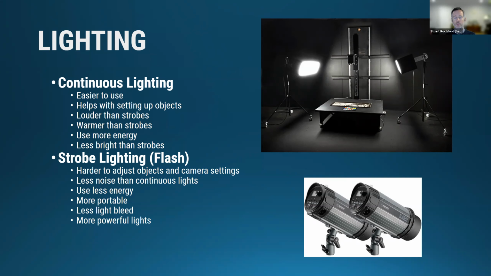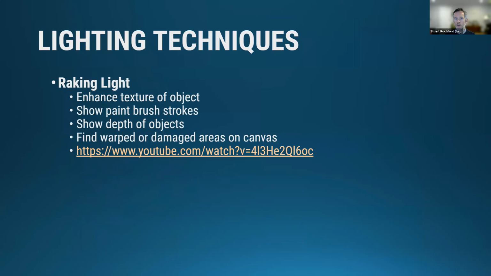The benefit of continuous lighting is that you can see what the object is looking like before you take the image. Whereas with the strobes, you kind of have to take a bunch of test shots to get your lighting and exposure correct. And I do have a link here about some lighting techniques. I'm not going to go into this, but that is a short video there that I recommend checking out.